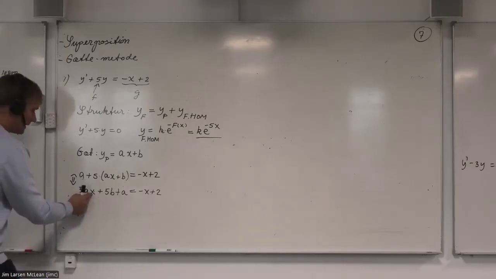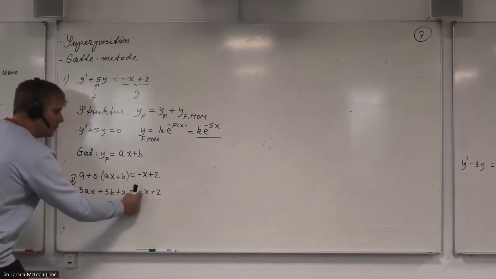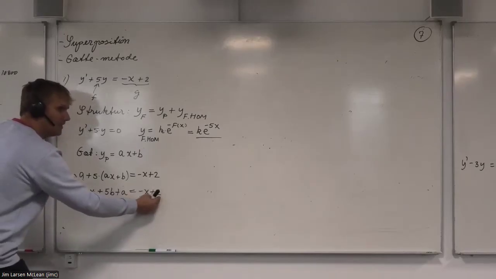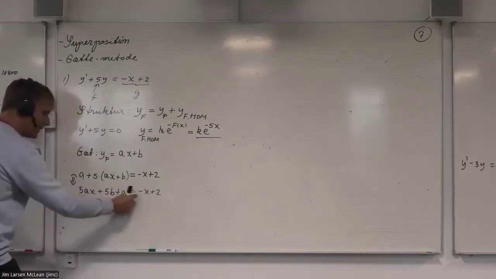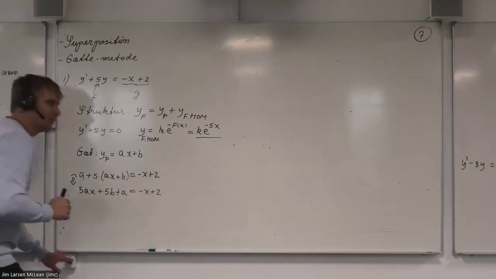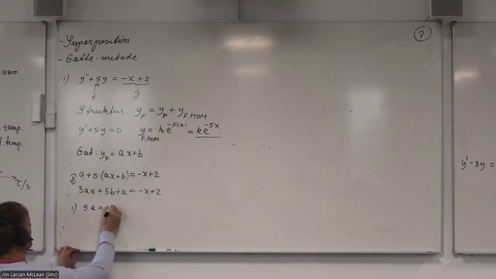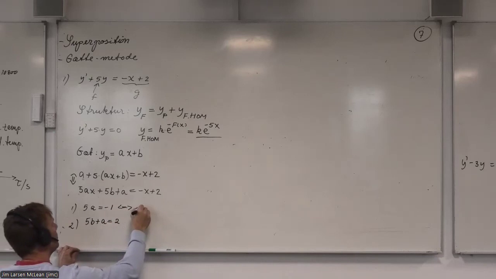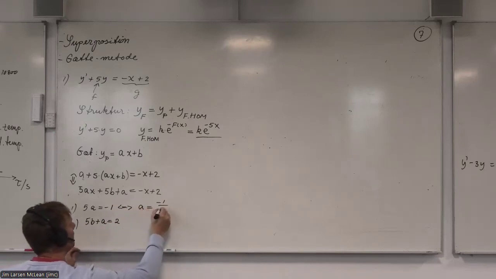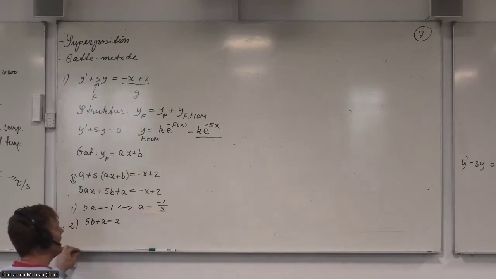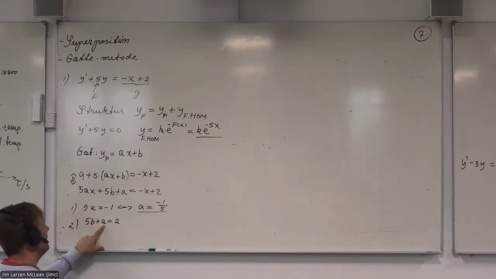Here it says something times x plus something. Here it says something times x plus something. So the part called 5a must equal negative 1. So we can see that 5a should equal negative 1. And we can also see that 5b plus a should equal 2. And we can solve this equation immediately. It's just dividing by 5, so we have that a is negative 1/5. So far so good. We have found a. Now we insert it down here and find b.